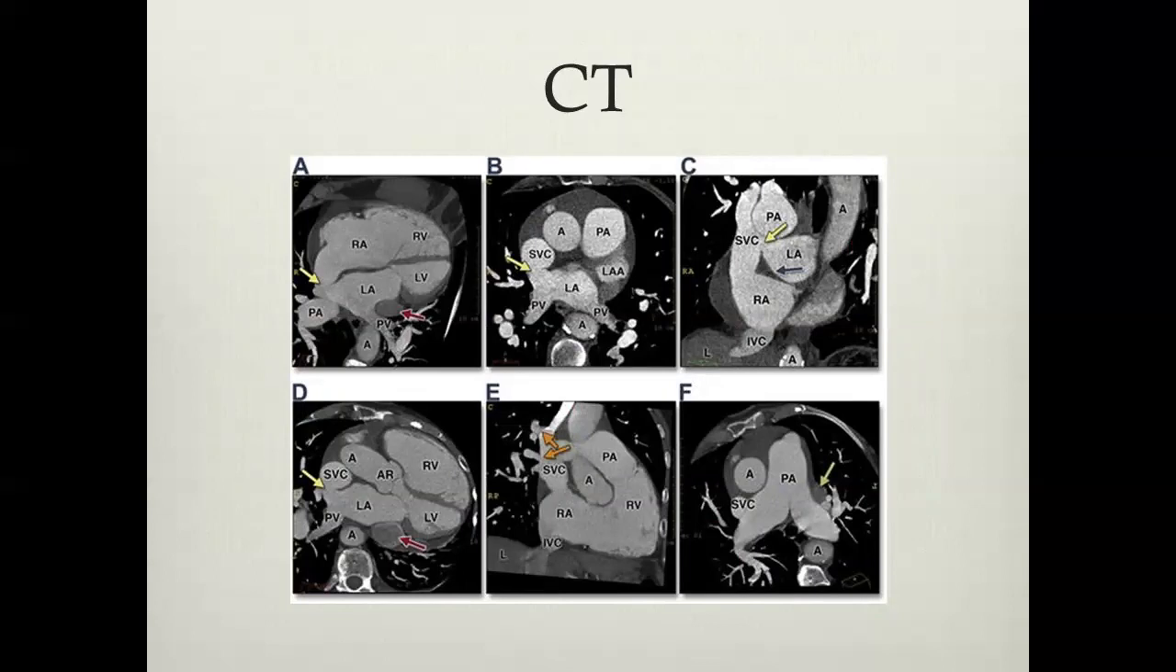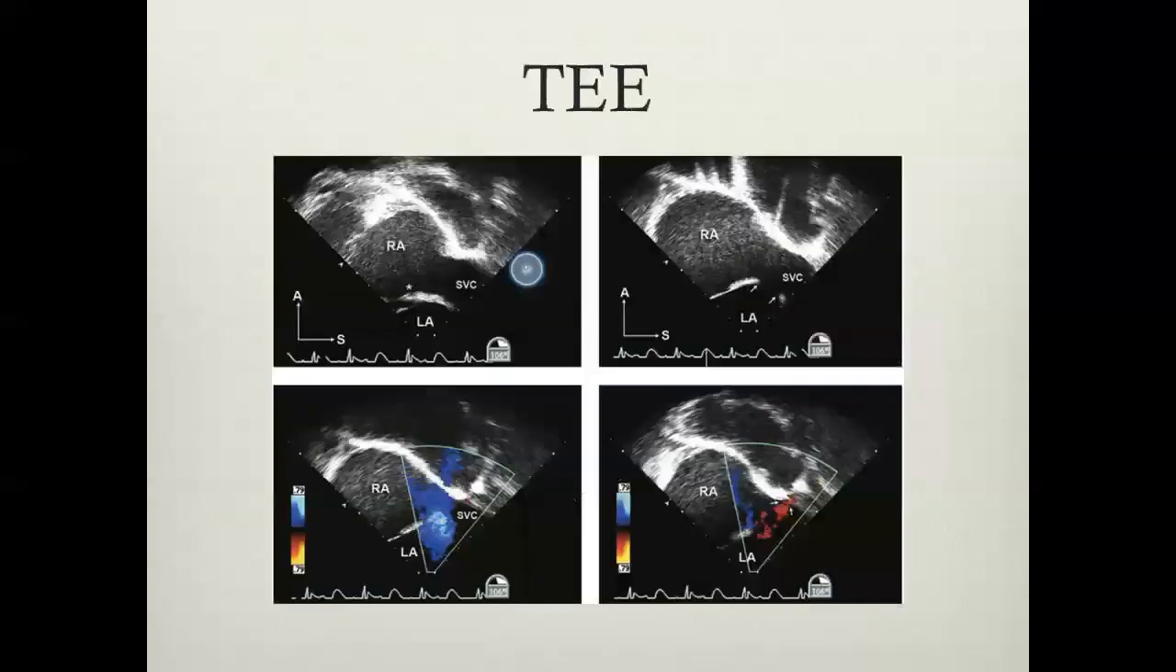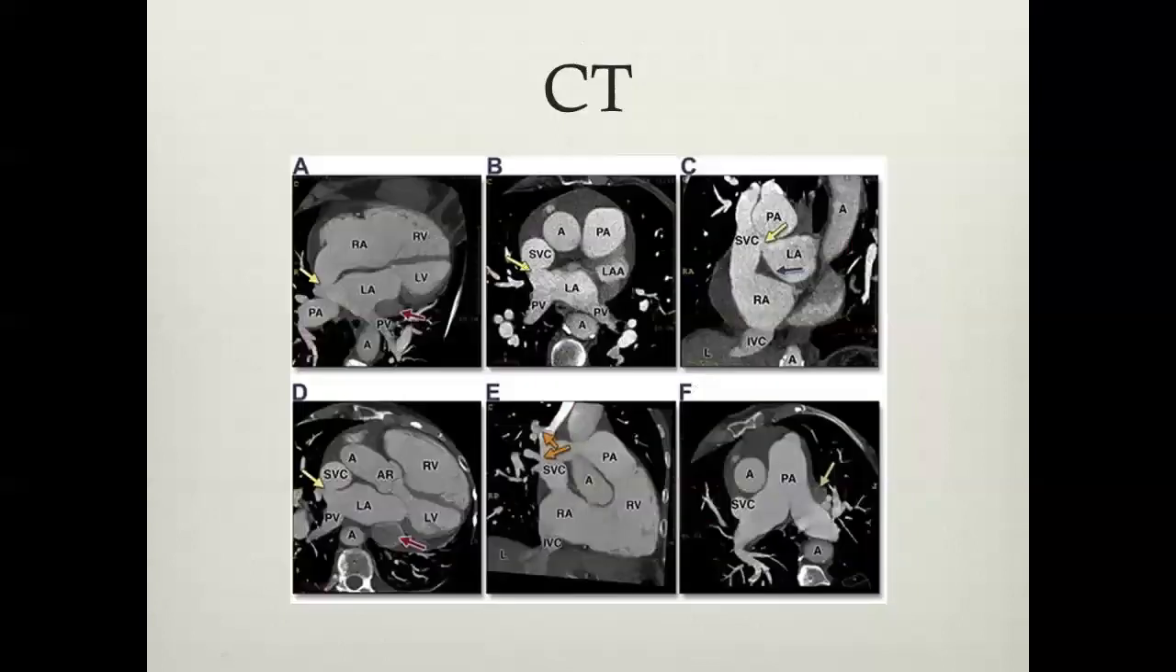But if you come up, you say, no, here's the SVC, there's the left atrium, and you can see that the SVC is in communication. There should have been demarcation, a wall between the SVC and the left atrium. The right atrium would communicate by coming up and over the atrial septum into the left atrium.